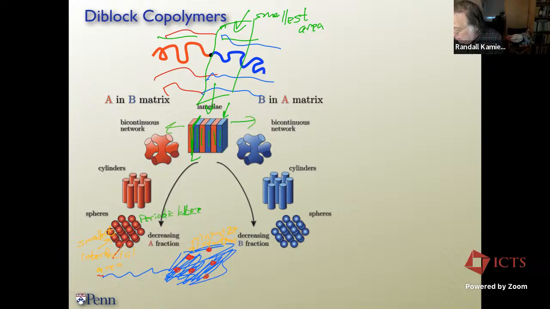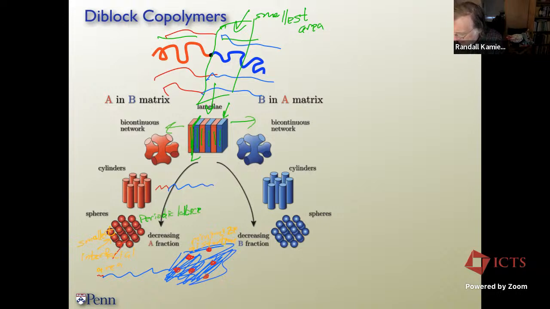And then what happens is you go to a state where now the red block is a little longer. It's not a lot longer, but it's a little longer compared to the blue. And instead, it decides that the way to minimize the surface area, the interfacial area, and minimize the distortions of the blue polymers is instead of making little spherical droplets, it makes cylinders. So there's a bunch of cylinders.